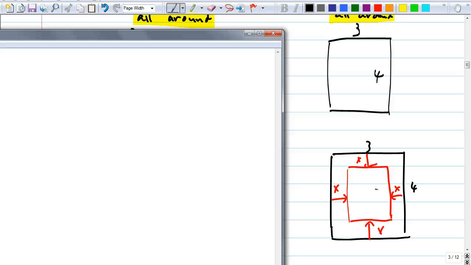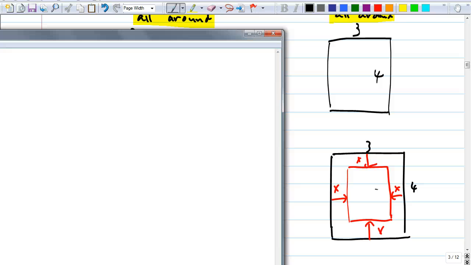How about Eunice? Can you give me the width? 3 minus 2x. How many people agree with Eunice? Raise your hand. She said 3 minus 2x for the width of the new, smaller rectangle. How many people wrote down 3 minus x? Do you see why it's not correct? Can you explain to us? Because you're taking it from both sides. Exactly.